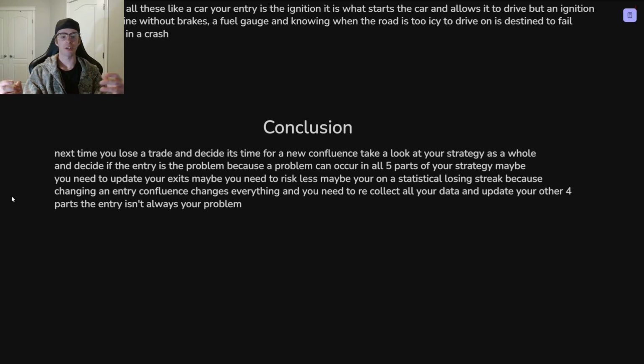And maybe you need to update your exits. Maybe you need to risk less. Maybe you're on a statistical losing streak, because that will happen just with normal variance. At some point, you will go on a streak of losers, because changing your entry confluence changes everything. And you need to recollect your data and you need to update all your other 4 parts, because the entry isn't always your problem. And when you change your entry, that makes all the other parts of your strategy now different, and you have totally changed your edge, and you don't know if that strategy has edge anymore.